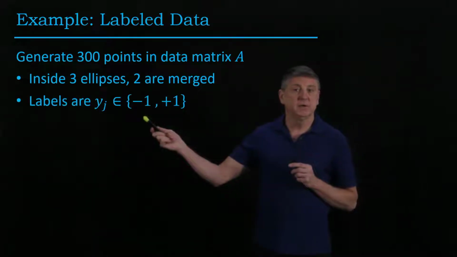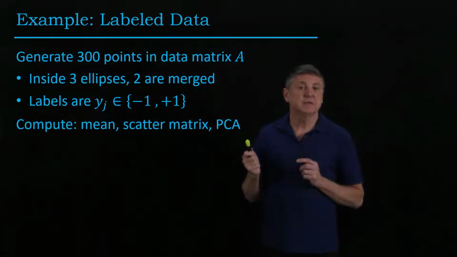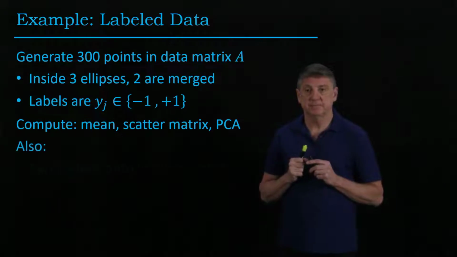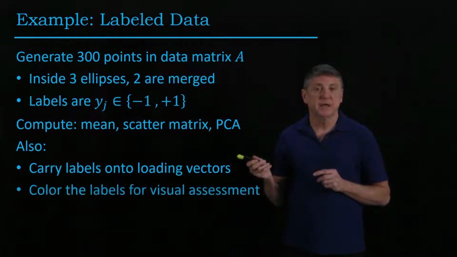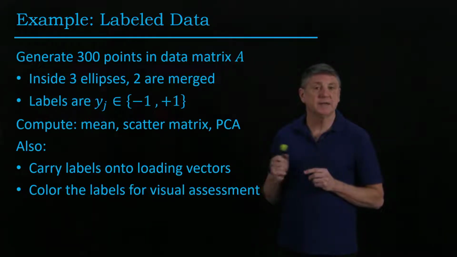The labels here are -1 and +1, and I compute the mean, the scatter matrix, and then perform the principal components analysis on this data. In addition, I'll carry the labels onto the loading vectors, and what this will allow us to do is understand how the loading vectors and the data interact.